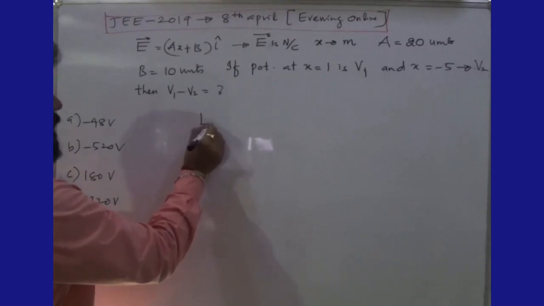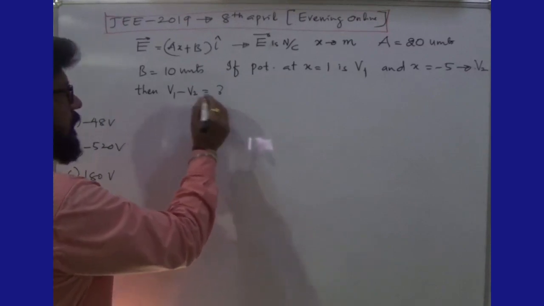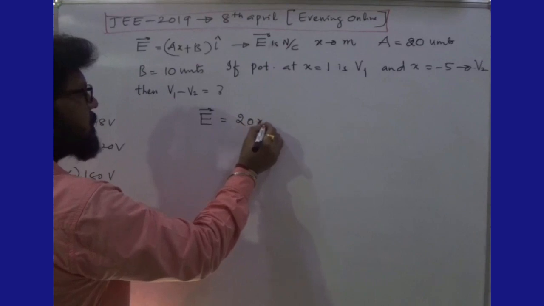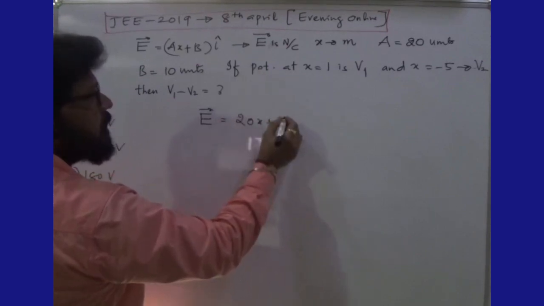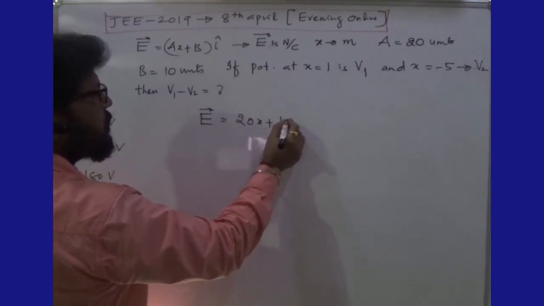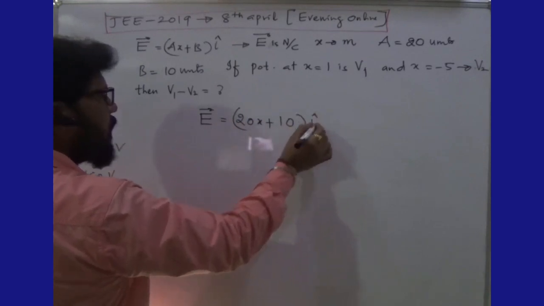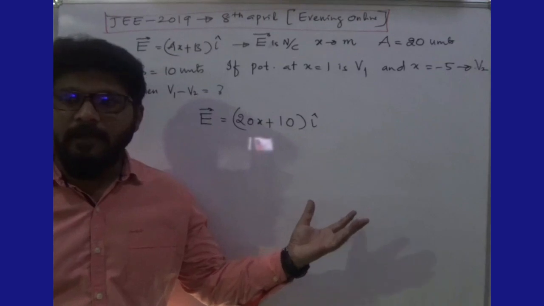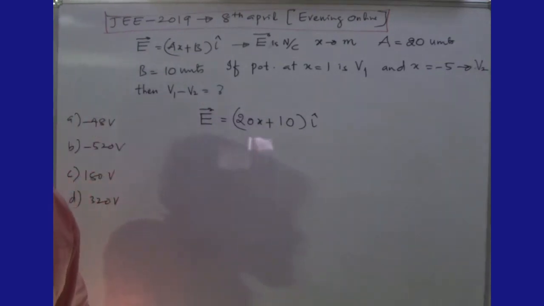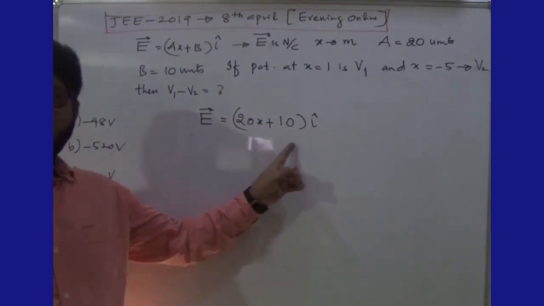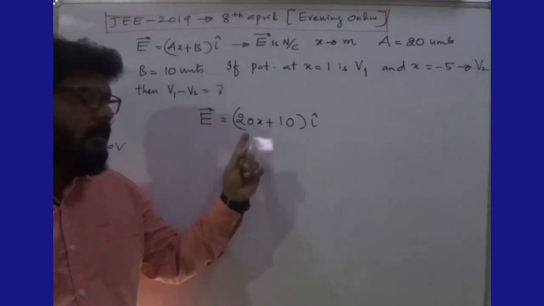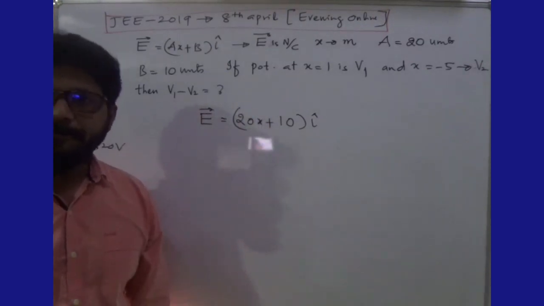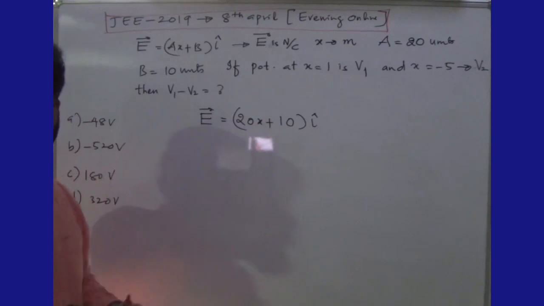Substituting A and B, the electric field is 20x plus B, and B is 10. Can anybody tell me whether it is varying, uniform or non-uniform? Is the electric field varying with respect to x or not? If x is varying, then E will vary. Yes.